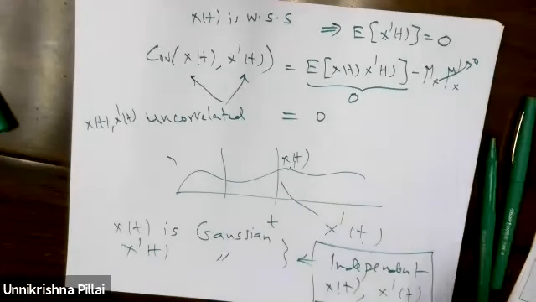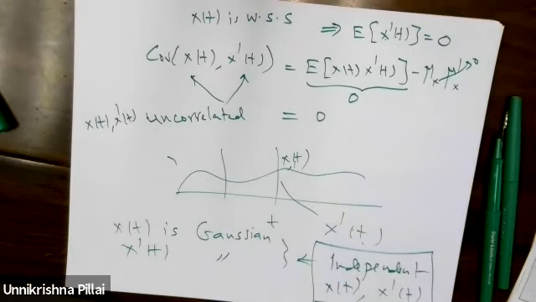Professor, can you give an example of a situation where we might be interested in the derivative of x of t? Yeah, for example, the simplest AM receiver uses a derivative, right? Or a square law detector, right? Derivative comes in some of the algorithms or in some steps.